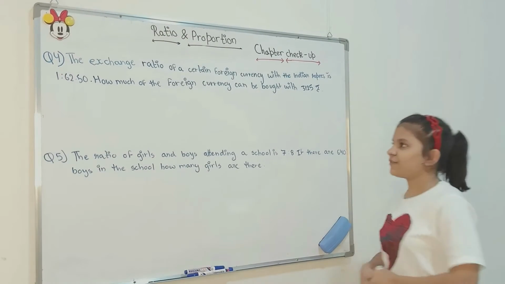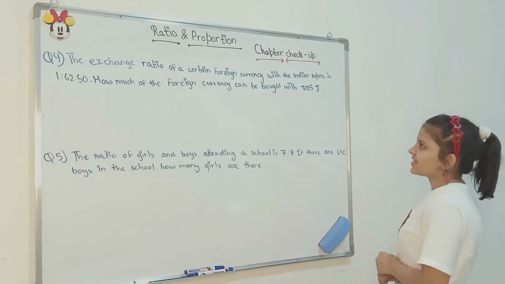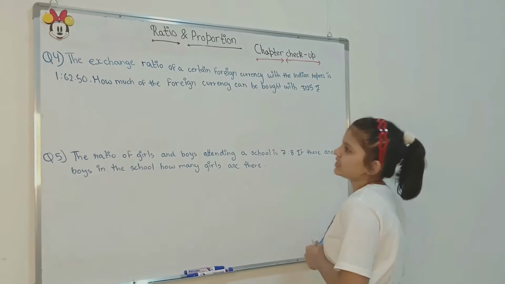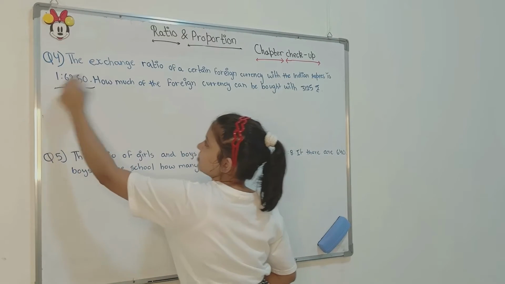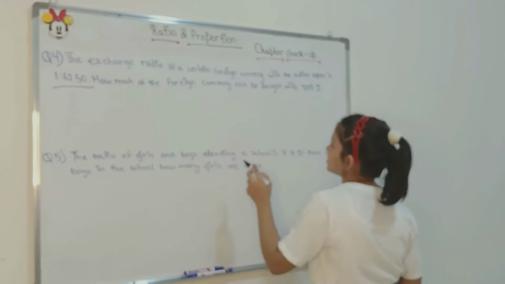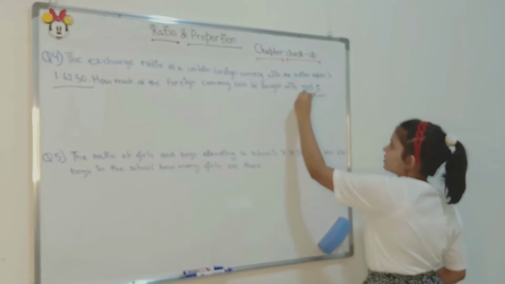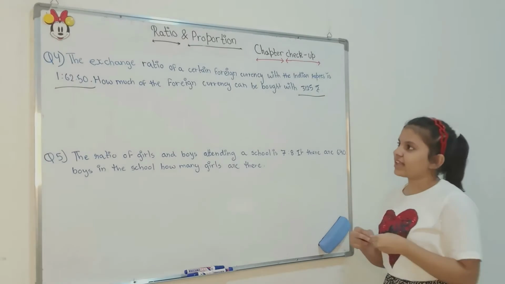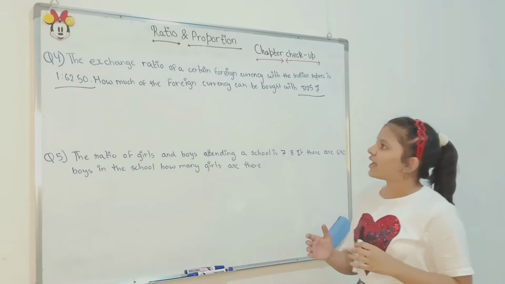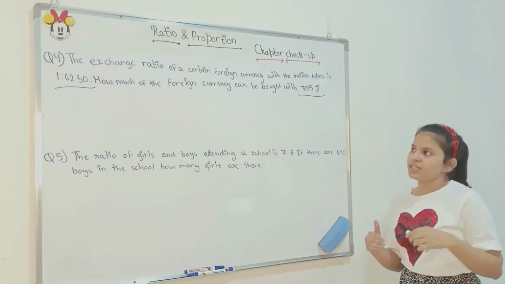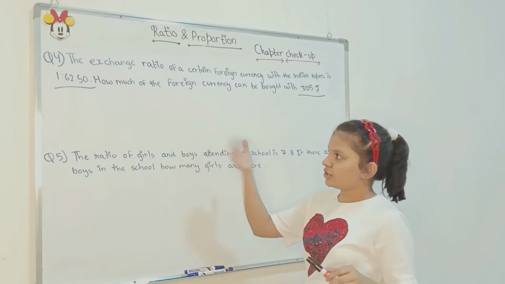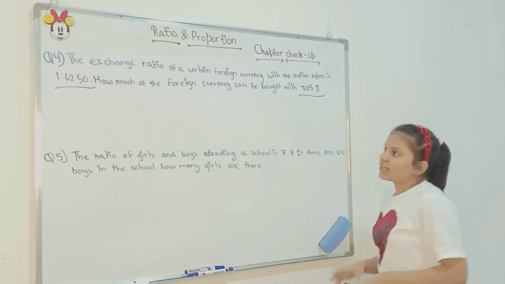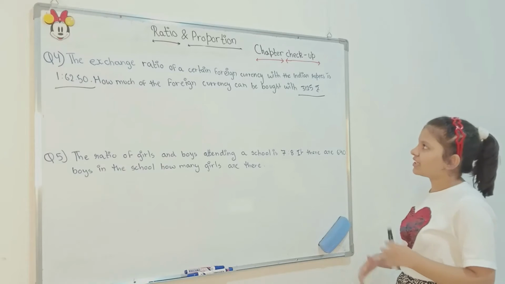Now we will be doing the fourth question. The exchange ratio of a certain foreign currency with Indian rupees is 1:62.50. How much of the foreign currency can be bought with 3,125 rupees? So here they are asking that there is some foreign currency and once we exchange it with Indian rupees, we get 1:62.50 rupees. Now they are asking how much foreign currency can be bought with 3,125 rupees.